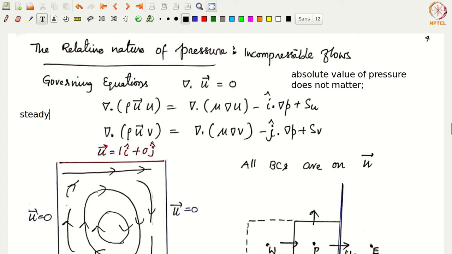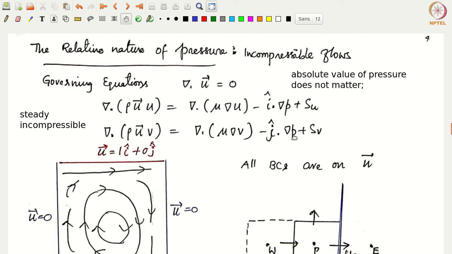Essentially, if you're talking about a steady incompressible flow, your continuity equation is del dot u bar equal to 0, and your momentum equations are: del dot rho u bar u equals del dot mu grad u plus S_u minus i dot grad p, and the Y momentum equation is del dot rho u bar v equals del dot mu grad v minus j dot grad p plus S_v, right? Essentially, it's only the gradient of pressure that matters.